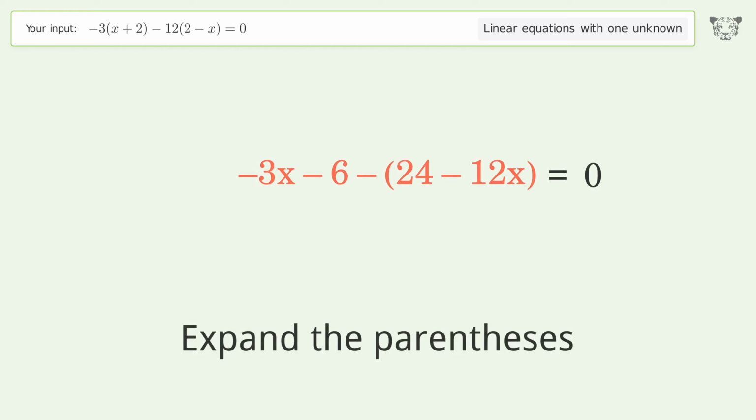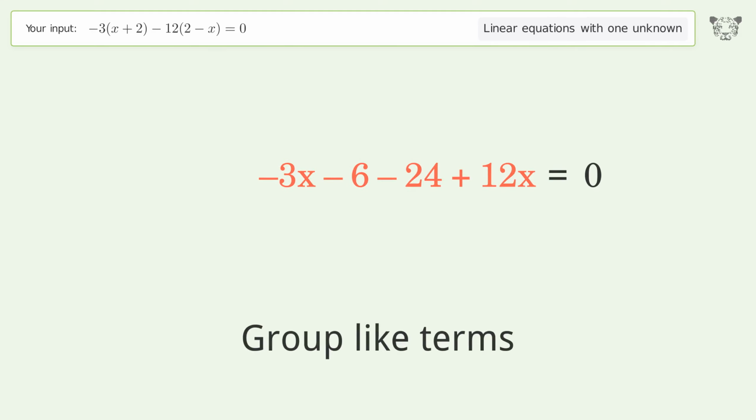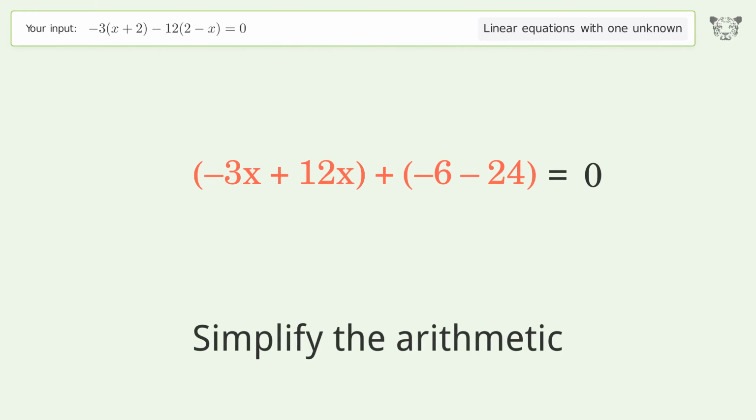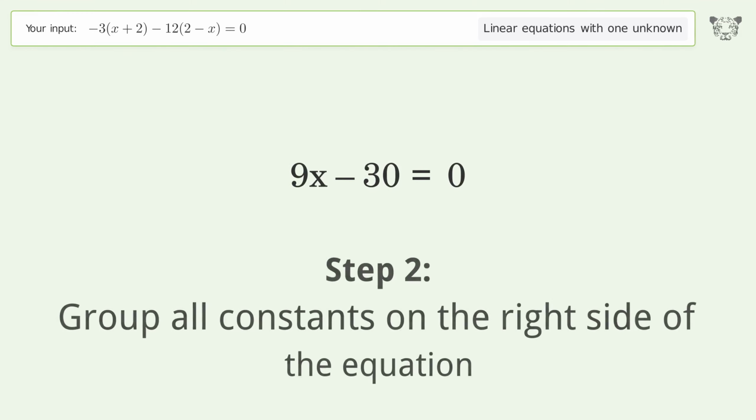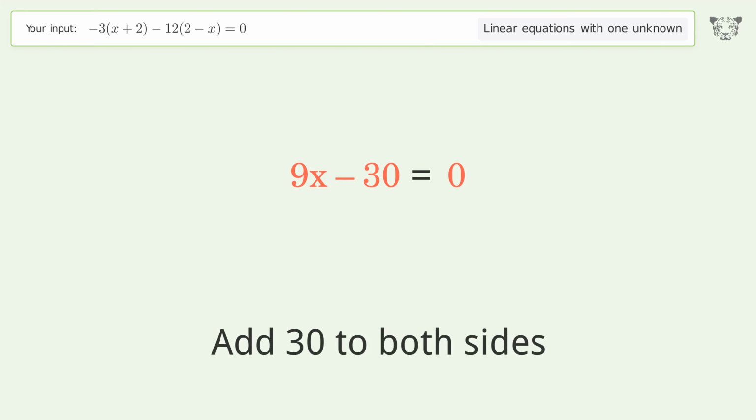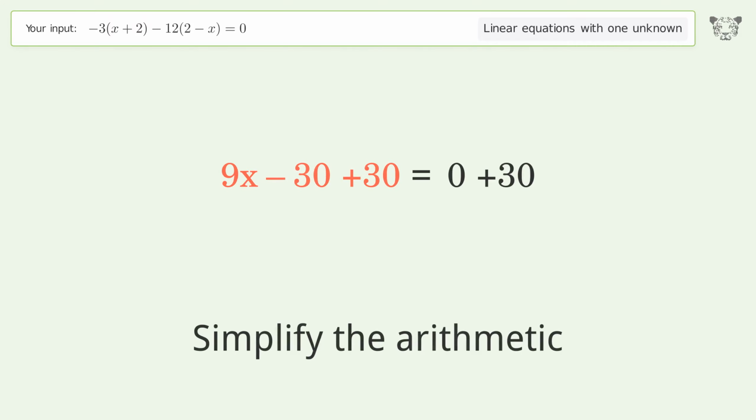Expand the parentheses. Group like terms. Simplify the arithmetic. Group all constants on the right side of the equation. Add 30 to both sides. Simplify the arithmetic.